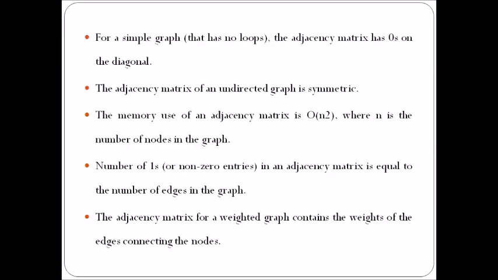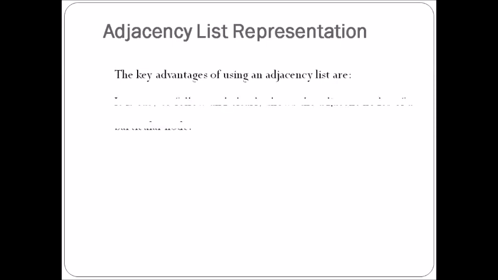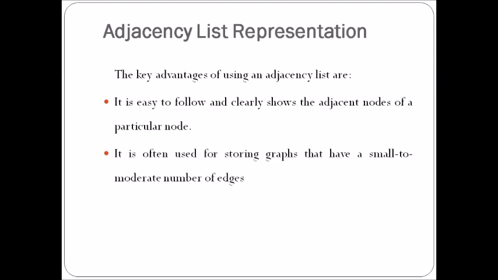Now let's move to another method, that is the adjacency list representation. The adjacency list representation makes use of a linked list to represent a graph. There are a few key advantages of using the adjacency list. Number one, it is easy to follow and clearly shows the adjacent nodes of a particular node. Second, it is often used for storing graphs that have a small to moderate number of edges. Means the adjacency list representation is better for graphs having a small or moderate number of edges.